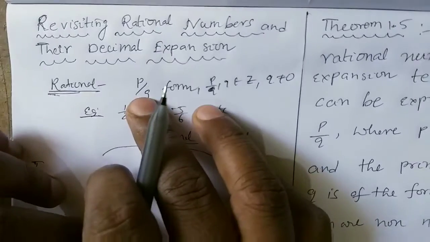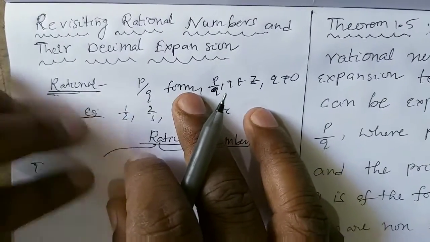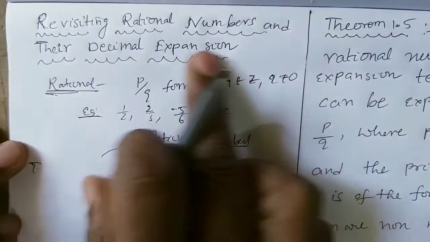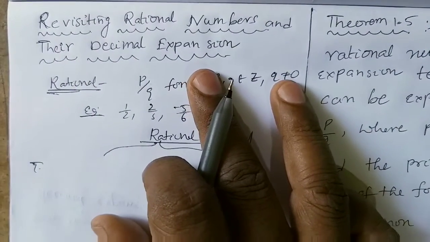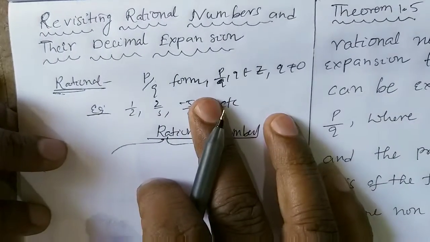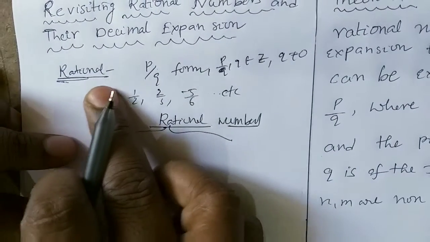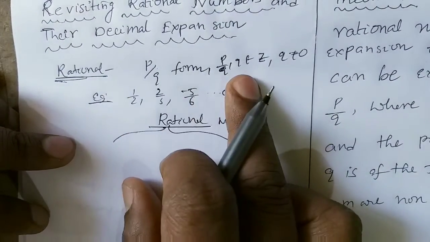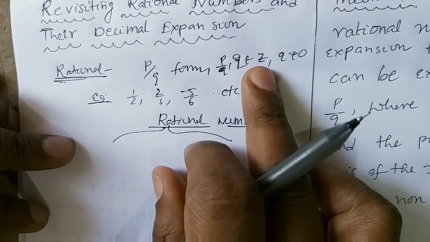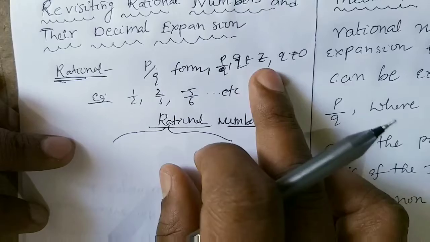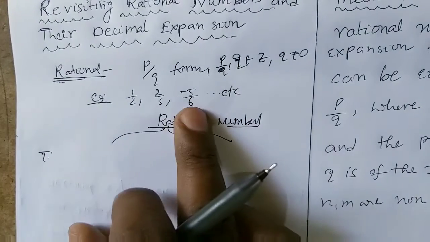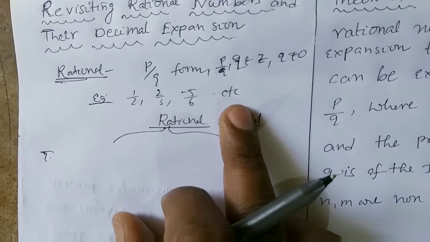Good morning, students. Today we are going to learn about revisiting rational numbers and their decimal expansion. This is a subtopic of the real numbers. We already studied rational numbers in the ninth class. So what are rational numbers? Rational numbers are in the form of p by q, where p, q belong to Z. Z means integers. In the p by q form, p, q are integers, and q is not equal to 0. Examples: 1 by 2, 2 by 3, minus 5 by 6, etc. They are examples of rational numbers.